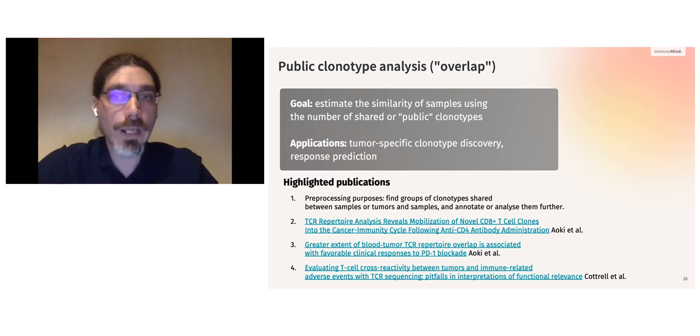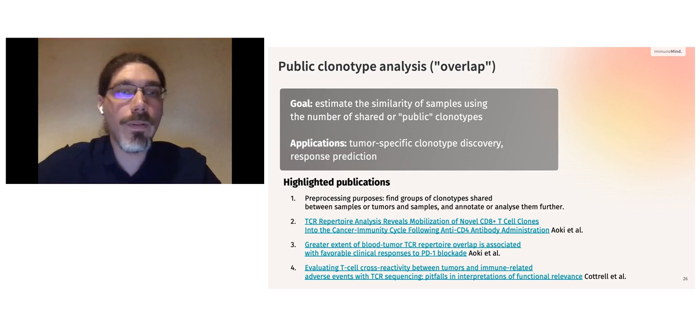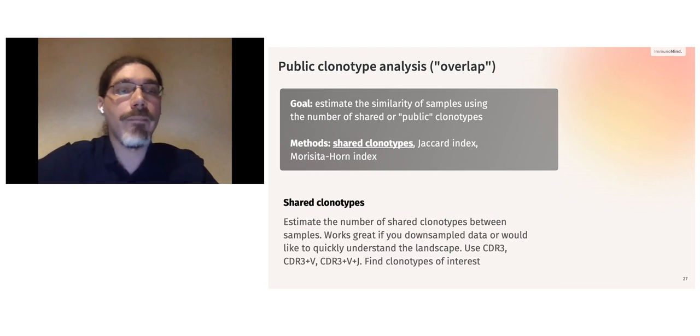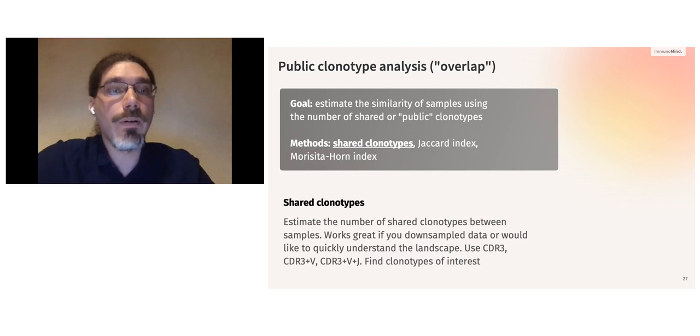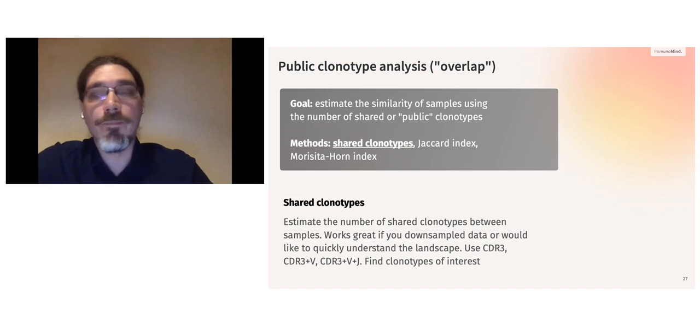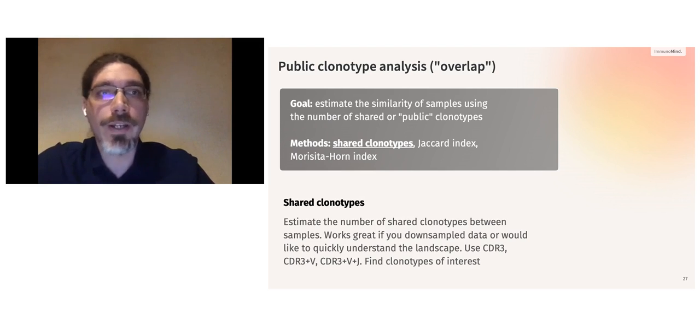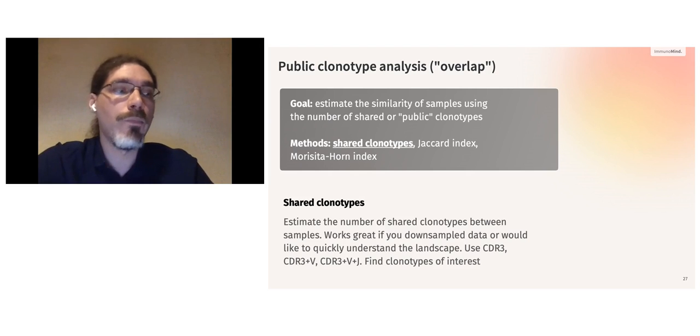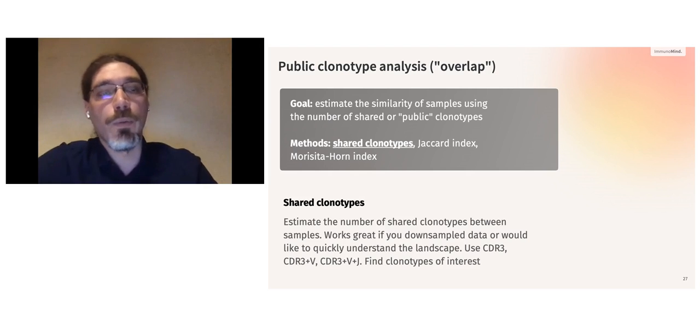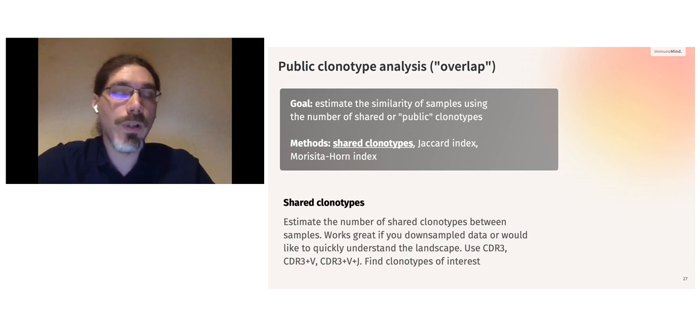In the overlap section, I provide an example of 3 different methods for public clone type analysis, but there are 2 or 3 times more in the Immunarch package. I just provide the most popular methods. The most simple and straightforward method is just to compute the number of shared clonotypes between samples.